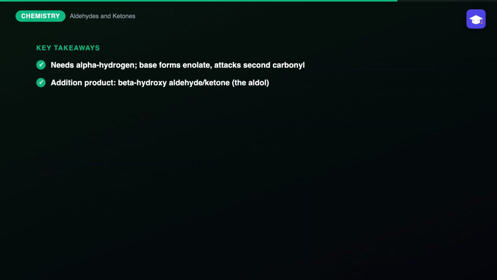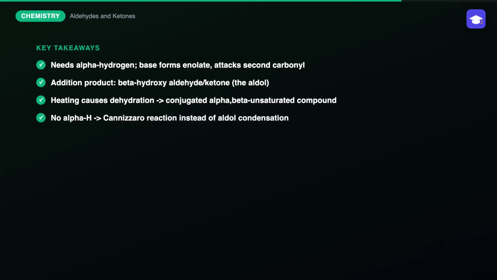Let's recap. Aldol condensation needs a carbonyl compound with an alpha hydrogen. The dilute base removes that hydrogen to form an enolate, which attacks a second carbonyl molecule to give a beta-hydroxyaldehyde or ketone, the aldol. On mild heating, this aldol loses water to form a more stable, conjugated alpha, beta-unsaturated carbonyl compound. Remember, no alpha hydrogen means no aldol condensation. Those compounds undergo the Cannizzaro reaction instead.